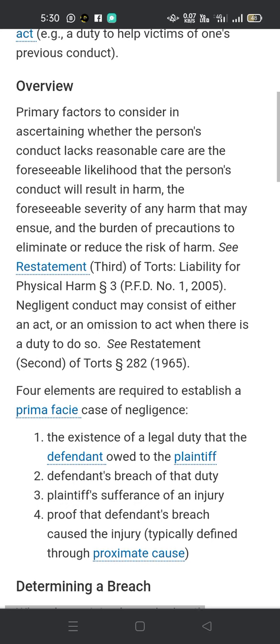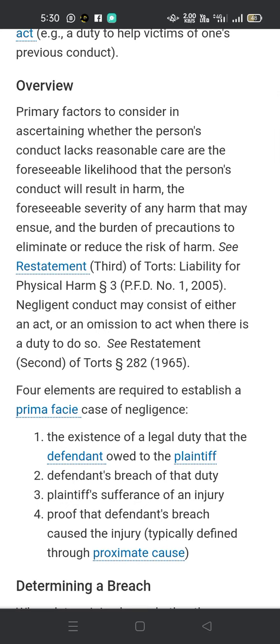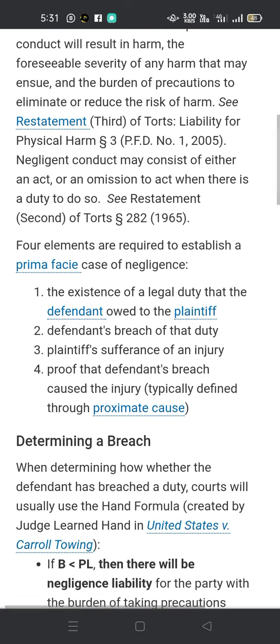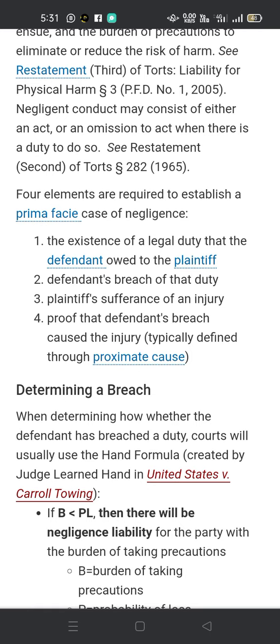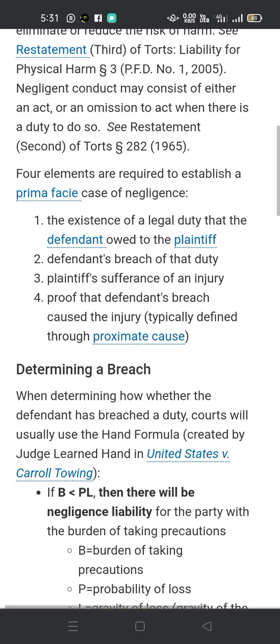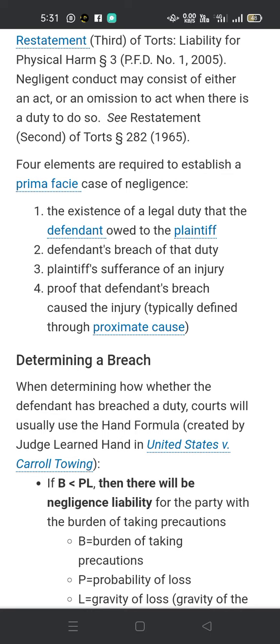Negligent conduct may consist of either an act or an omission to act when there is a duty to do so. Four elements are required to establish a prima facie case of negligence: the existence of a legal duty that the defendant owed to the plaintiff, defendant's breach of that duty, plaintiff's sufferance of an injury, and proof that defendant's breach caused the injury, typically defined through proximate cause.